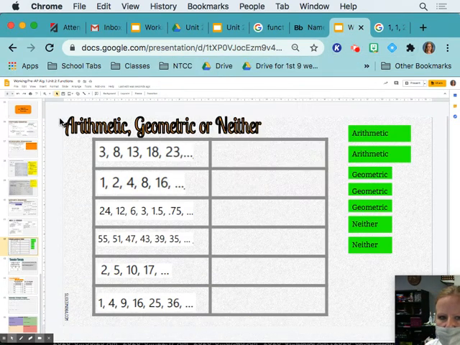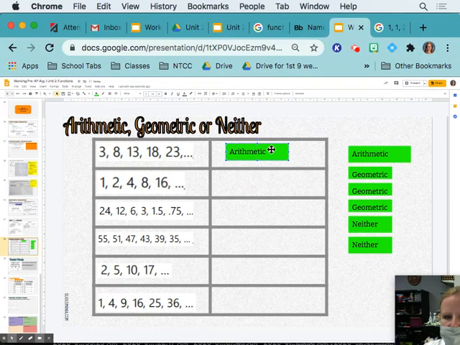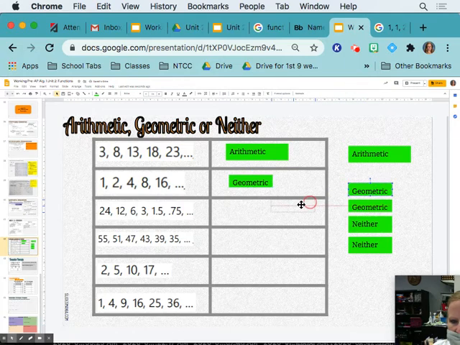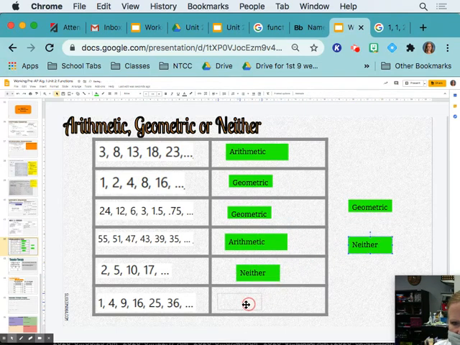All right, the first one, what is that? Okay, why is it arithmetic? Adding 5. Okay, the next one? Okay, why geometric? Multiplying by 2. Okay, the next one? Okay, why? All right, divided by 2. The next one? Okay, why? Okay. And then the next one? Neither. The next one? Okay. Add an extra. All right, cool.